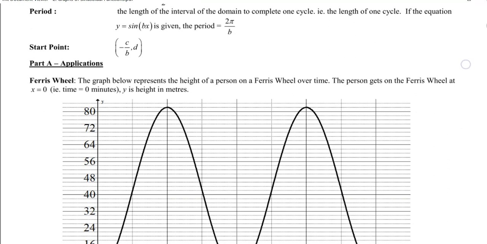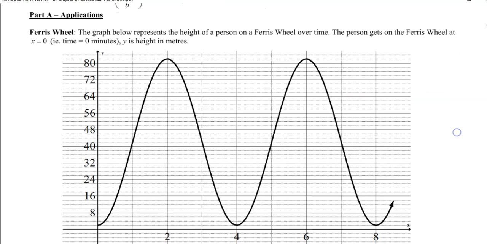And let's take a look. So let's say we have a Ferris wheel. The graph below represents the height of a person on a Ferris wheel over time. The person gets on the Ferris wheel at x equals 0. A lot of times maybe we'll call this the t-axis for time and the h-axis for height, but we're just going with x and y. So the x-axis is time in minutes, and the y-axis is the height in meters.